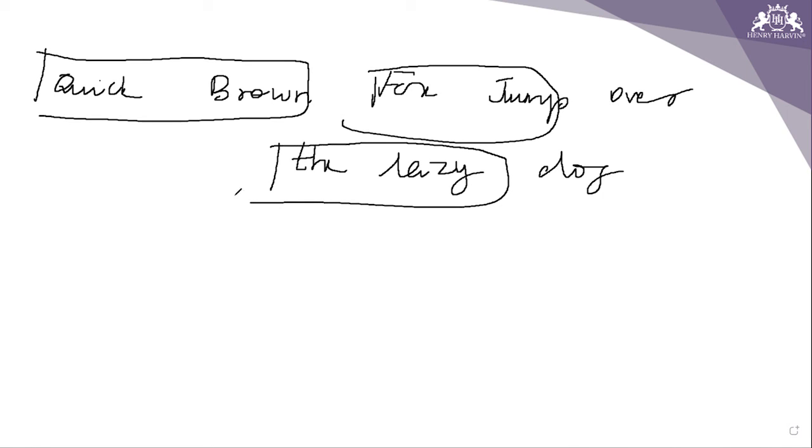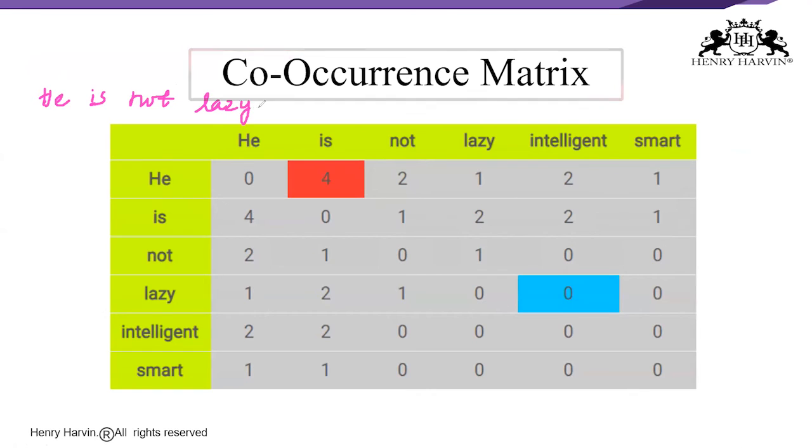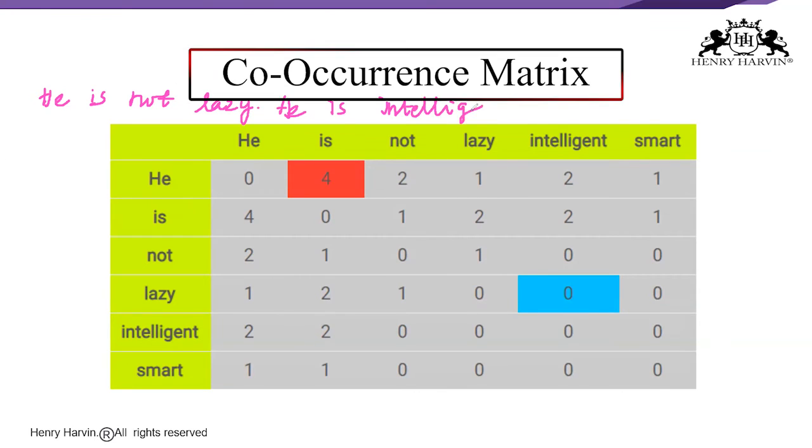So now let's take an example corpus to clearly understand what this basically means. Let me say that in the corpus, what I have is: he is not lazy, he is intelligent, and he is smart. Now let us try to understand this co-occurrence matrix by seeing some examples.